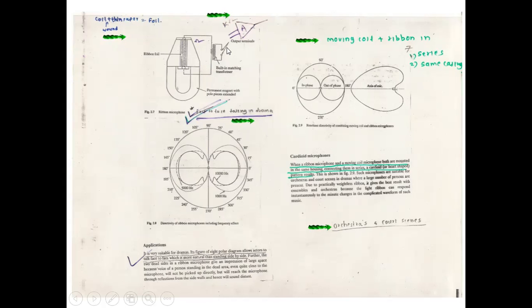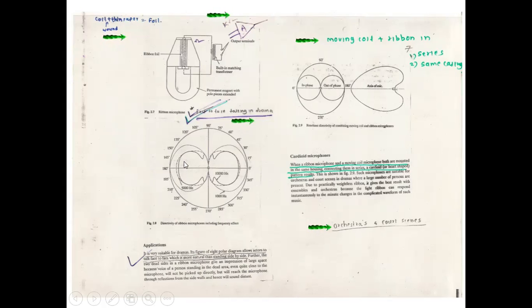transformer is required, because you cannot connect the output of this microphone directly to the amplifier input. The amplifier input is in kilo ohm, whereas this coil, which is wound on this plastic foil, has few turns, so it is in ohm. So ohm impedance cannot match with the kilo ohm impedance of the amplifier. That's why you need to use this built-in matching transformer, and finally it results in a bidirectional pattern.